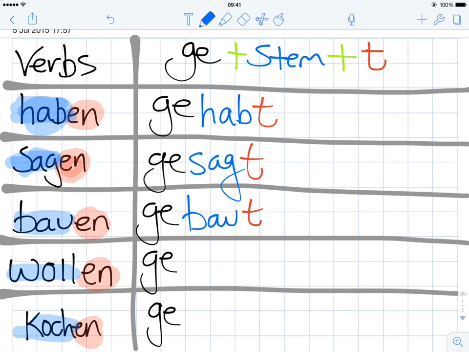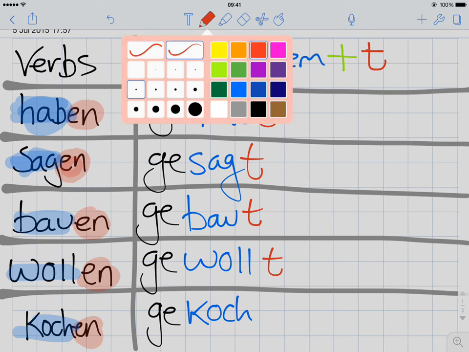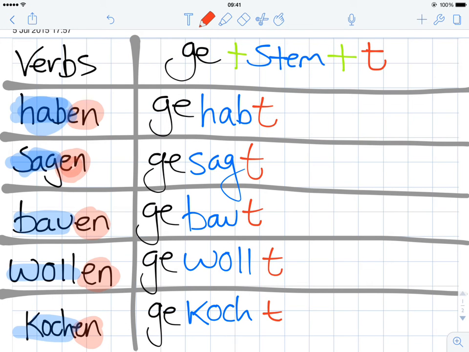I bet you can probably guess the next two now just by having done these ones. We take the stem again: gewoll, gewollt. And for our final one, kochen, gekocht. So that's a really easy way to approach this system using that principle of ge plus stem plus t.